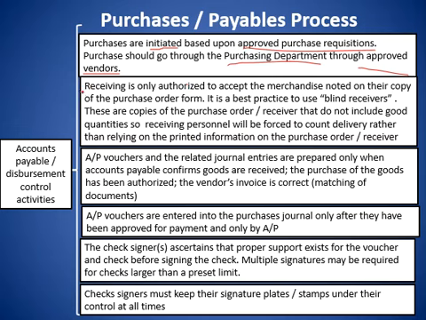Okay, also receiving is the only authorized department to accept the merchandise noted on their copy of the purchase order form. In other words, receiving is in charge of receiving all goods. It's a best practice to use what we call blind receivers. Now, this is not necessarily a requirement, but you probably want to know what a blind receiver means.